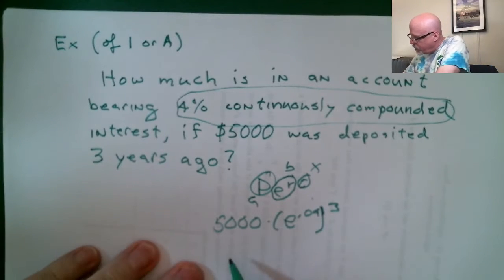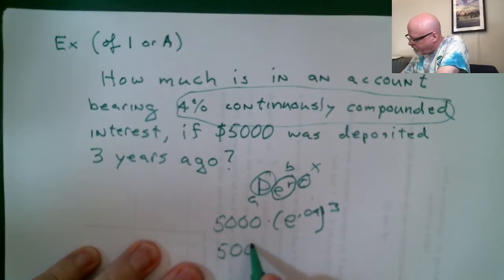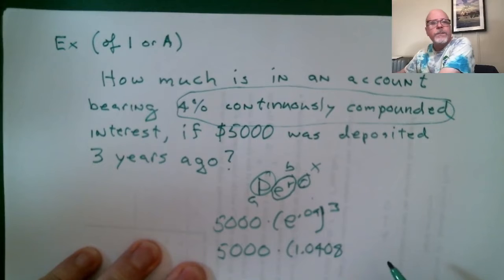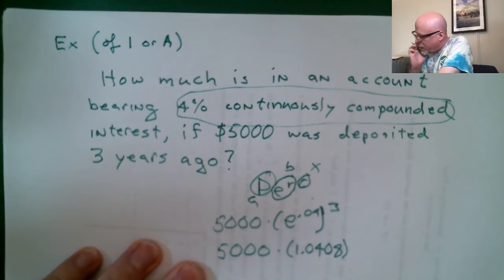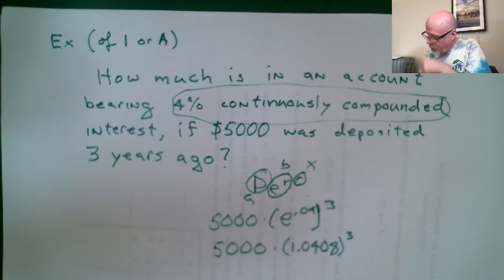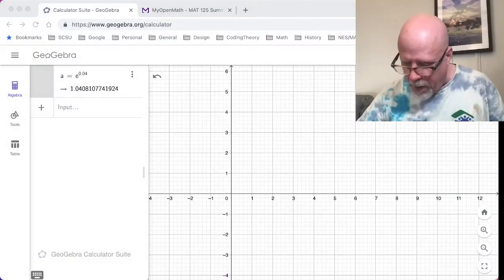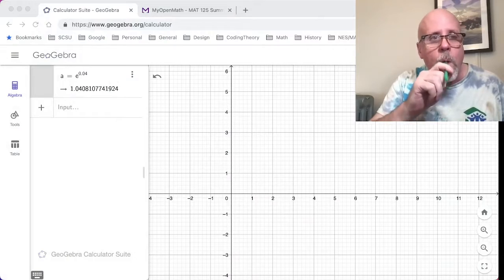What we've got then is 5,000 times 1.0408, I don't need that many decimal places of it, to the third power. So we can get a number. Now I got to go back to GeoGebra and actually get us that number. What is it? Well, actually, you know what?